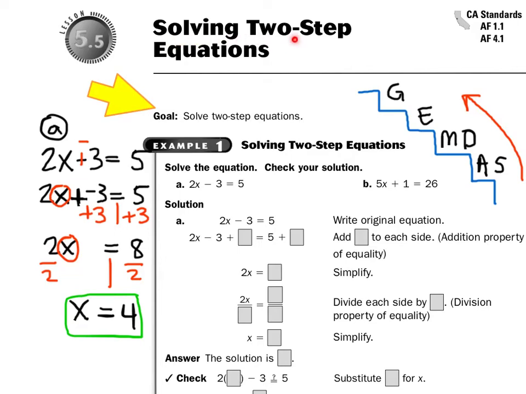Hello, you guys. Let's talk about solving two-step equations. Okay, now to solve two-step equations, there are going to be two numbers that we have to destroy.